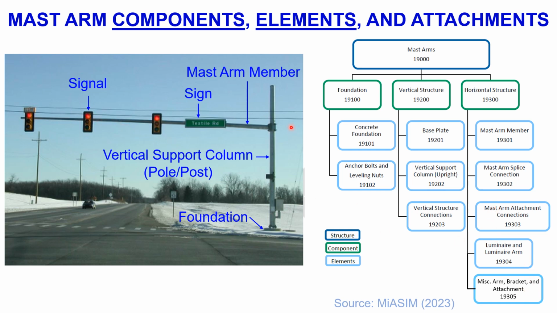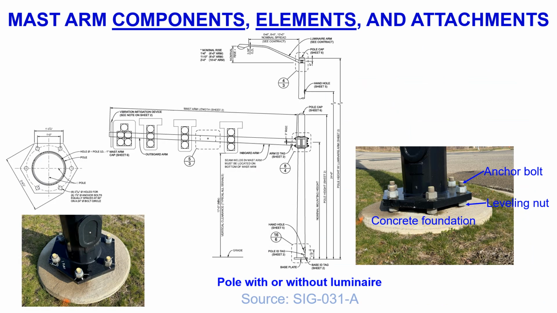Then we sometimes have a luminaire and luminaire arm attached to the pole, also an arm steel bracket and other attachments mounted to the pole. In this structure, we don't see a luminaire and luminaire arm or the bracket. For example, this drawing shows a mast arm without a luminaire and luminaire arm, but you can have a luminaire and luminaire arm attached to the top, as shown in this drawing.